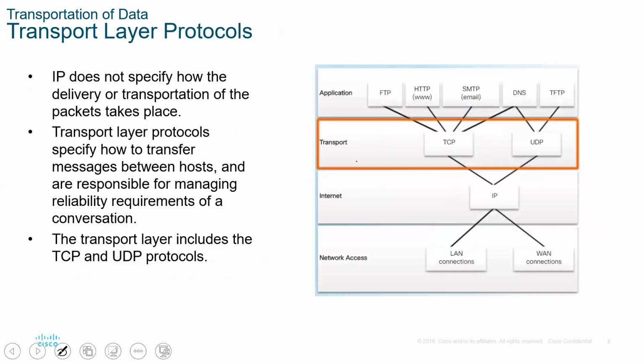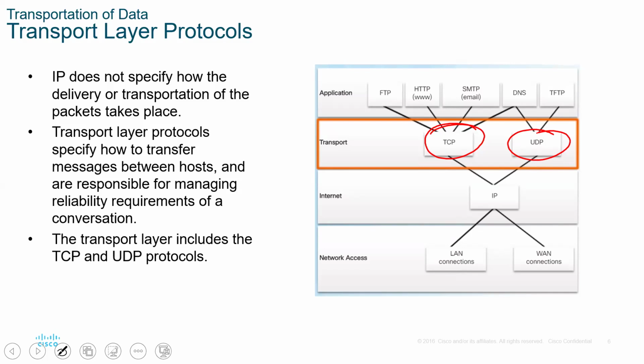Okay. So the transport layer has two major protocols. Like we said, it has TCP, which is Transmission Control Protocol, and UDP, which is User Datagram Protocol. IP does not actually specify how delivery or transportation of packets takes place, but the transport layer protocols specify how to transfer messages between hosts and are responsible for managing the reliability requirements of a conversation. So the transport layer includes TCP and UDP, and each one is tied to an application. Any application generated from the application layer uses either TCP or UDP. All right, we're going to find out what this TCP and this UDP are.